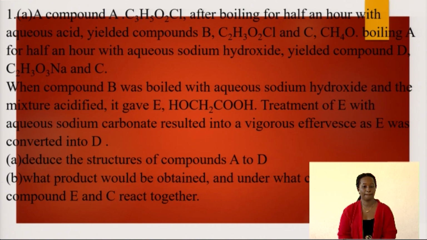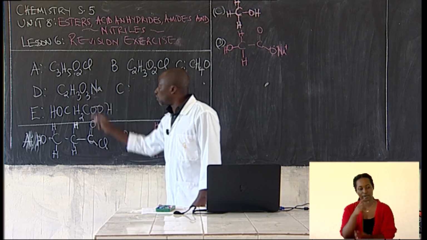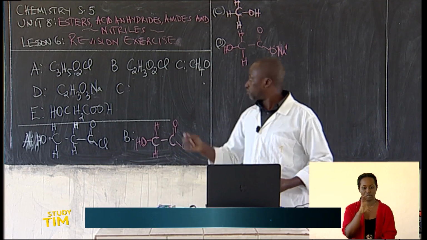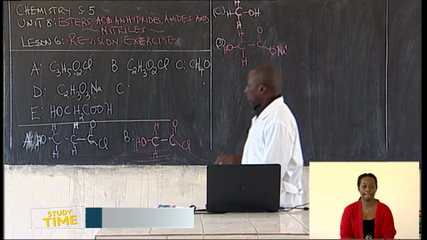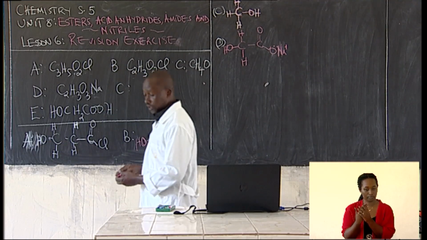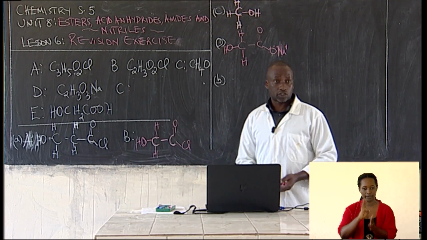We said when this reacts with sodium carbonate, this is a carboxylic acid. So carboxylic acids react with sodium hydroxide or sodium carbonate to liberate the sodium salts of those carboxylic acids. So this one will be converted into this sodium salt of that carboxylic acid. So all these are the compounds, and this was part A of the question. So go to part B of the same question.